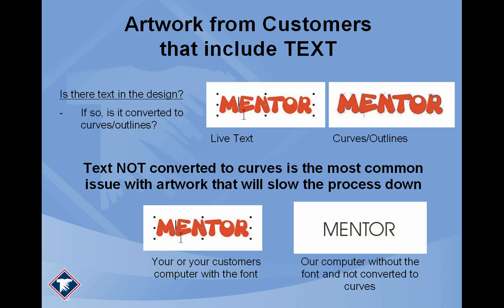Here's an example. On the left-hand side, down here at the bottom, you see the word mentor that was on your computer screen that you didn't convert to curves. You send that word mentor to us here at Transfer Express. Because you didn't convert it to curves, you don't have that font. Maybe the font is named something different in our system. Regardless, we don't have the font. So what do we see? We see what's here on the right-hand side. This is an example of what comes up on our end because we don't have the font used.